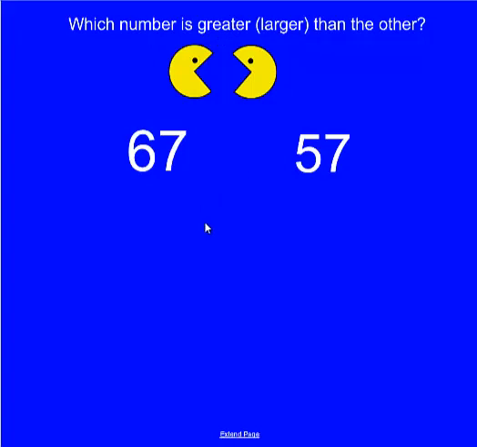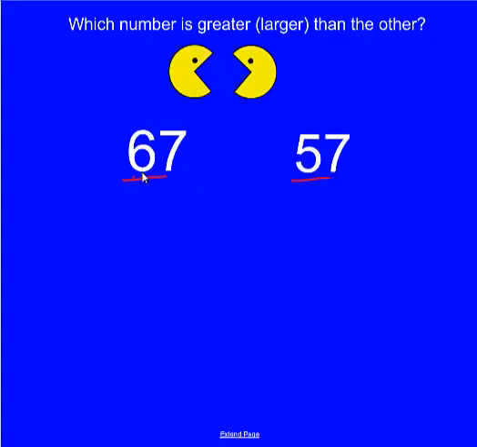Well, the first thing I'm going to look at is how many digits does my number have? That's the first thing I want you to look at, how many digits. This number right here, 67, has 2 digits. It has a 1s and a 10s. This number also has 2 digits, a 1s and a 10s. So when the digits are even, what you need to do is start with the first digit and take a look at the number. We have 6 10s in this number and 5 10s in the number 57.